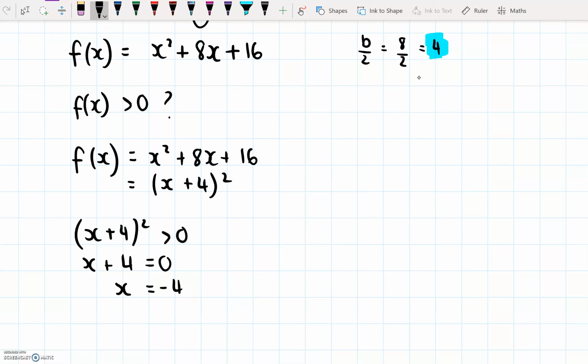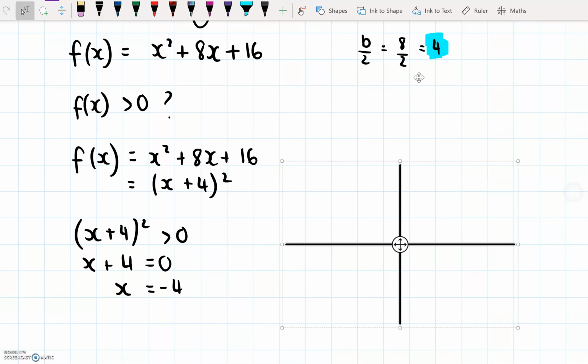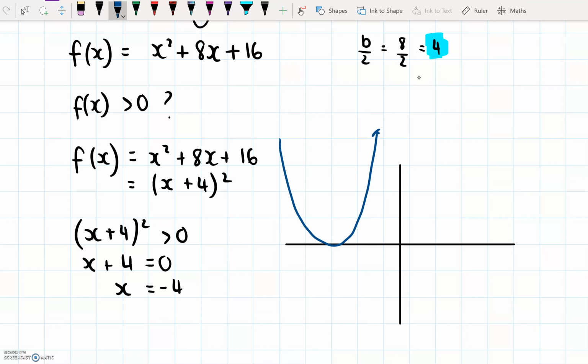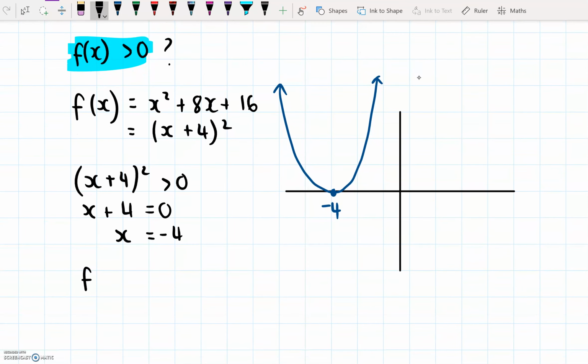If we draw a sketch of this, that means our parabola is sitting like this, and it touches the x-axis at -4. So where is this function greater than 0? f(x) is greater than 0 when x does not equal -4. Done. That's what we expect you to do for these ones. So enjoy.